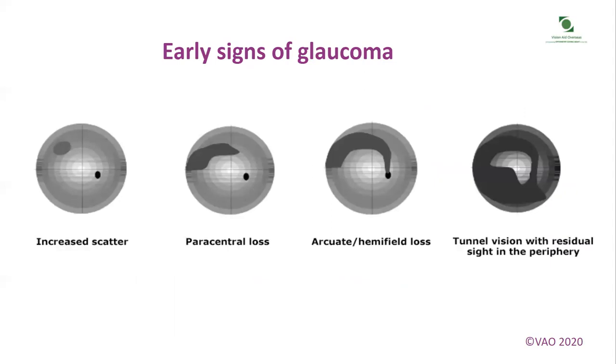This slide shows some of the early visual field signs of glaucoma. Increased scatter, paracentral loss, arcuate or hemifield loss, and tunnel vision with residual sight in the periphery.